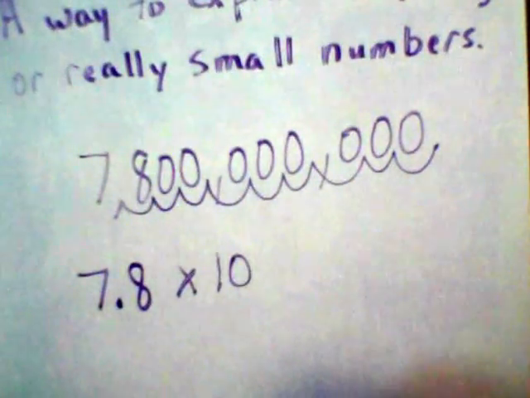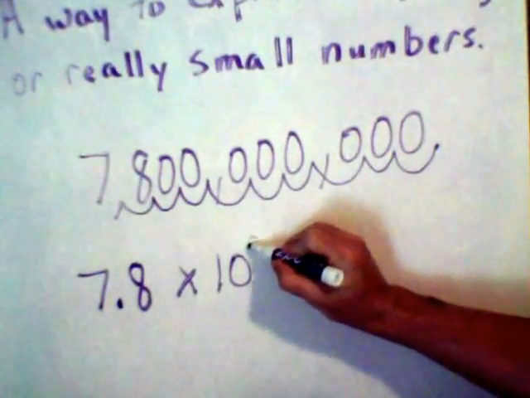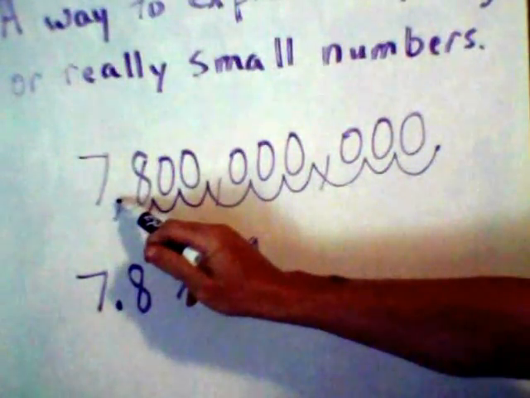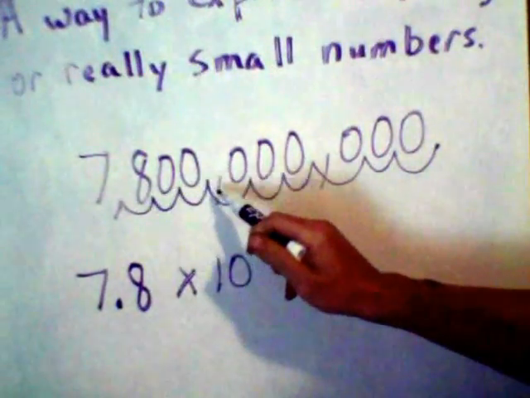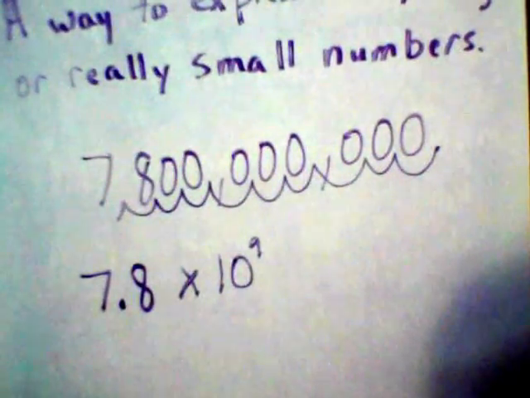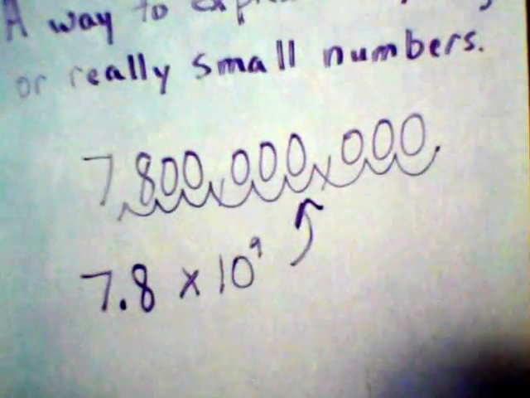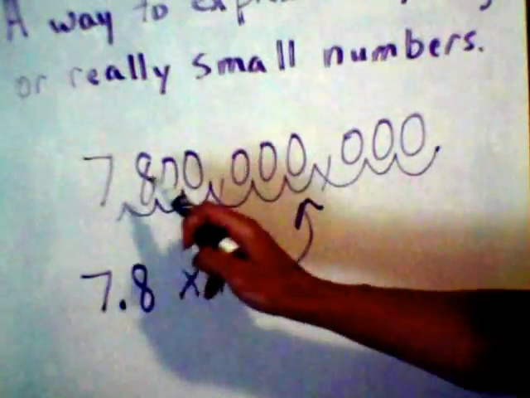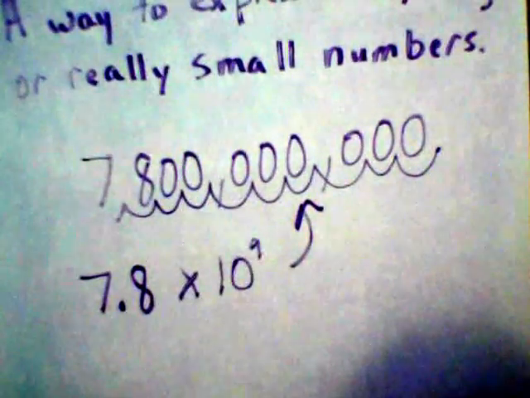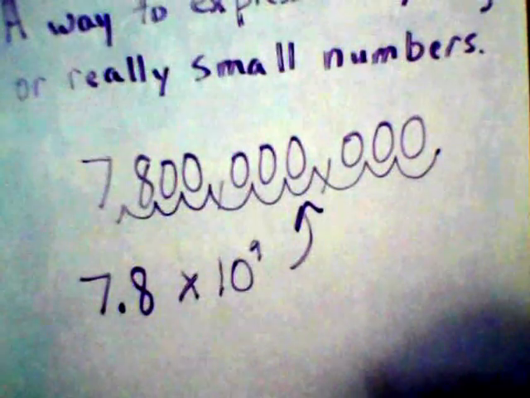I'm multiplying by 10, and my exponent is going to be 9. Move the decimal 9 places. I started here: 1, 2, 3, 4, 5, 6, 7, 8, 9. That's all you have to do. These two numbers represent the exact same thing. 7,800,000,000 is the same thing as 7.8 times 10 to the 9th power.